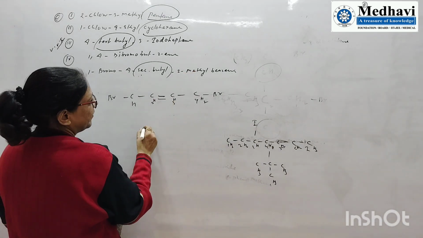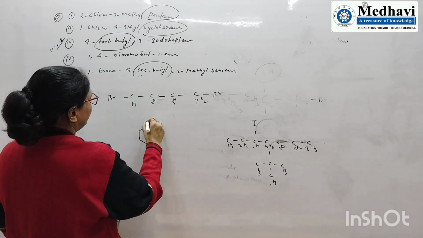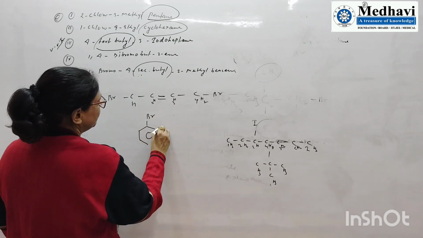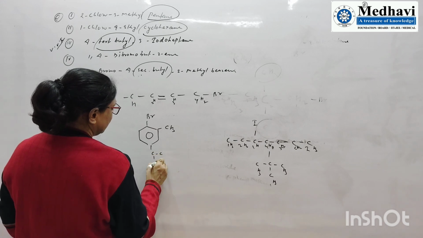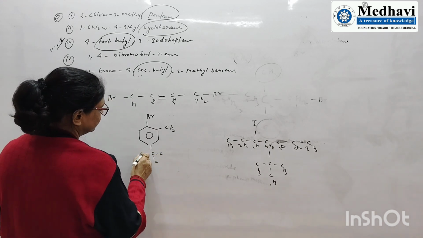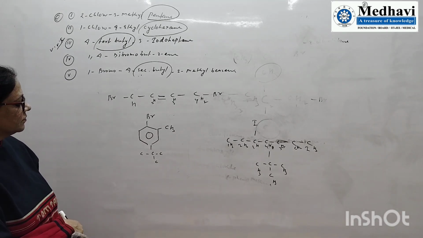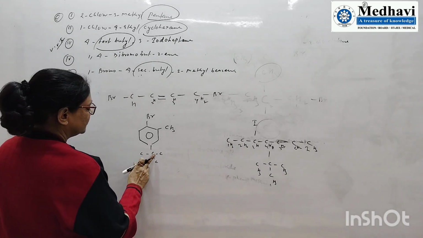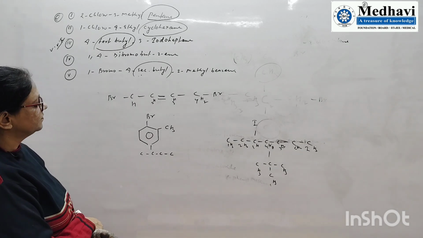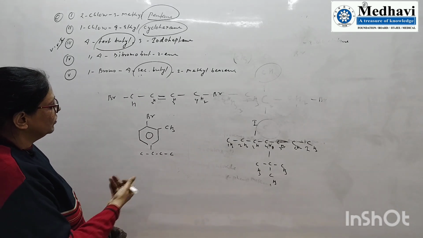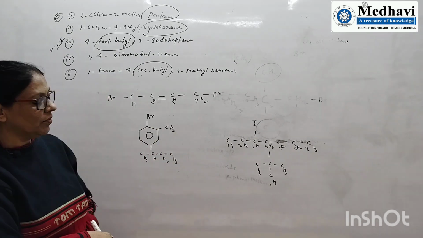Then this is benzene. First you write the benzene. 1 bromo, 2 methyl, 4 secondary butyl. Secondary butyl. 4 secondary butyl. This is 4 secondary butyl. Put the hydrogen. This is the name of the compound.